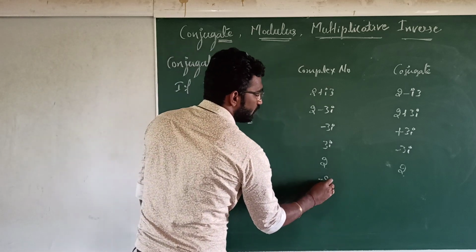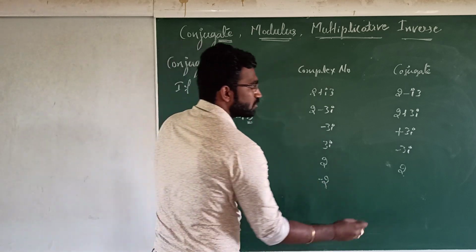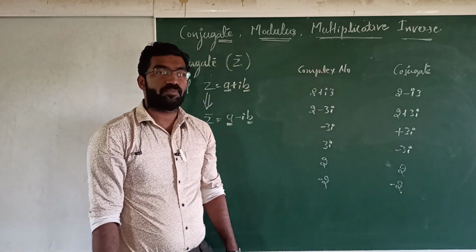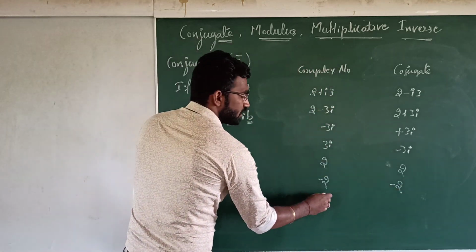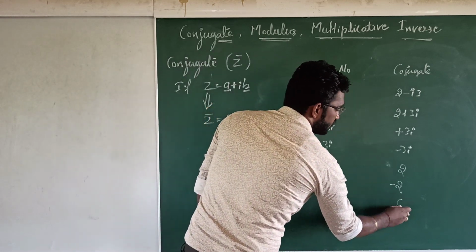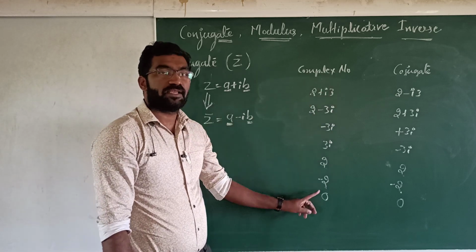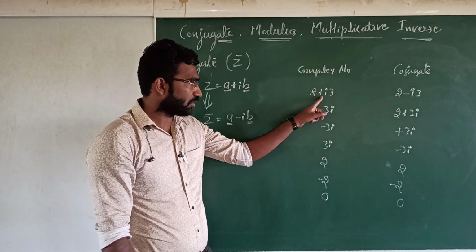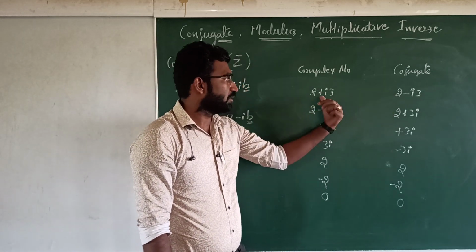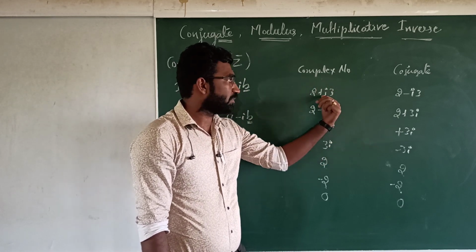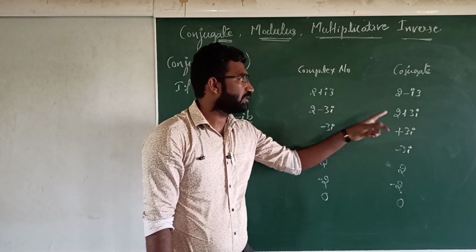If it is minus 2, therefore what is the conjugate of the minus 2? Minus 2 itself. So by seeing this example, I hope it is clear. Here if it is a 0, then 0 itself is the conjugate of the given number. So in a complex number conjugate, you have to change only the imaginary part sign.